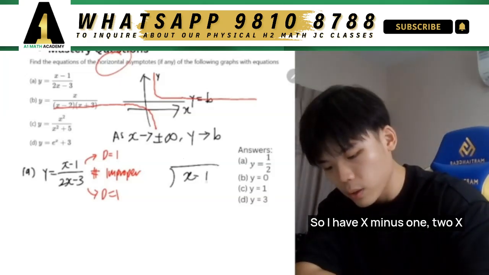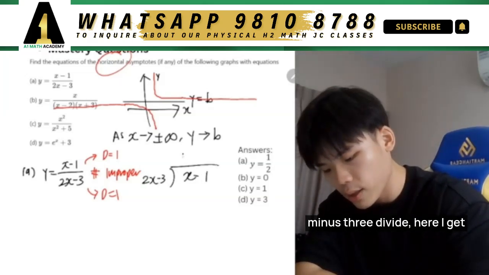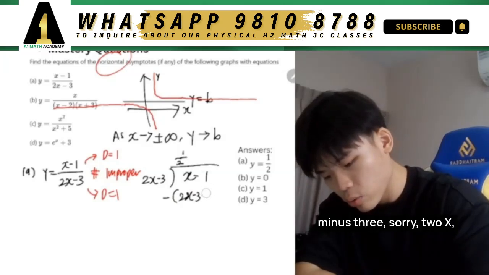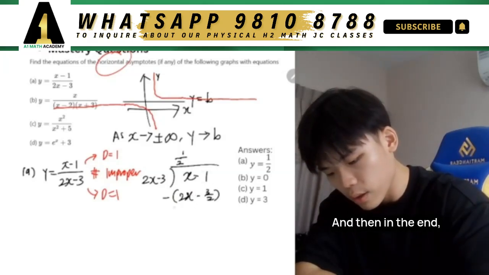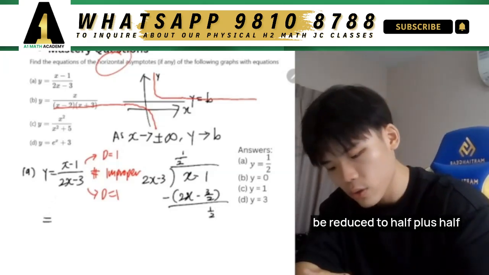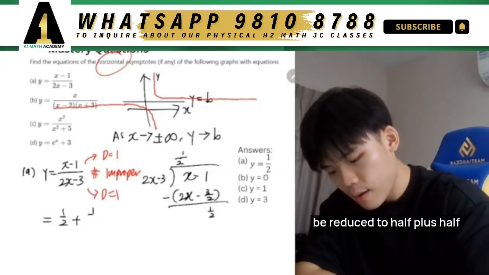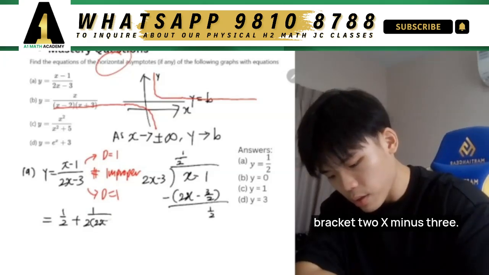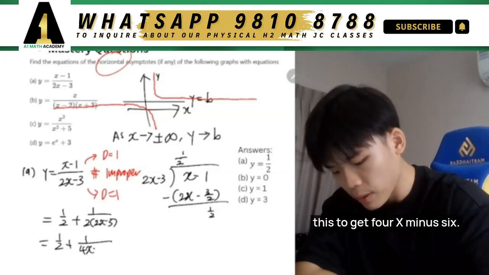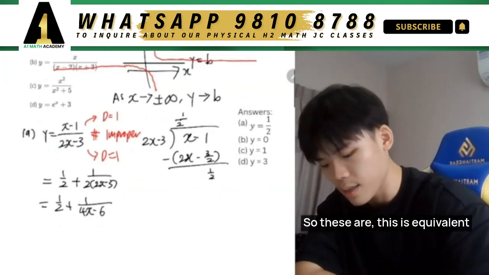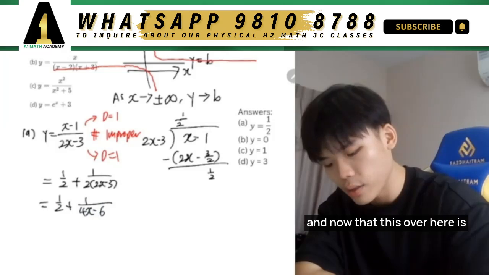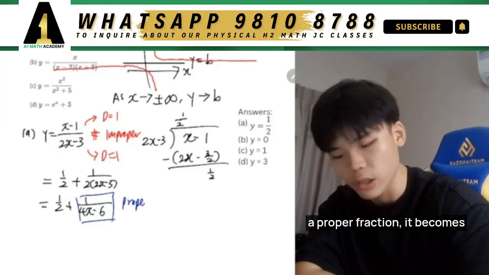So I have x minus 1 divided by 2x minus 3. Here I get half, minus 2x minus 3, minus 2x, then minus 3.5, and in the end I get half, right? So in the end, this will be reduced to half plus half over (2x minus 3). Okay, so far what we have is this, and then I can expand this to get 4x minus 6. This is equivalent to this, they are the same thing.